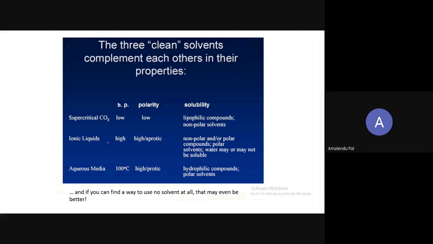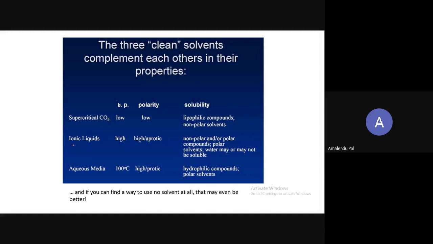So there are three clean solvents. My suggestion is three clean solvents. Let's see what these are. One is supercritical carbon dioxide. Its boiling point is low. Polarity is low. It is a lipophilic compound, a non-polar solvent.